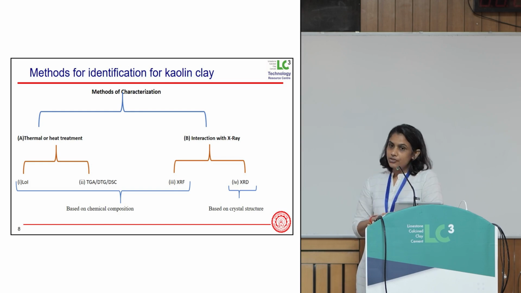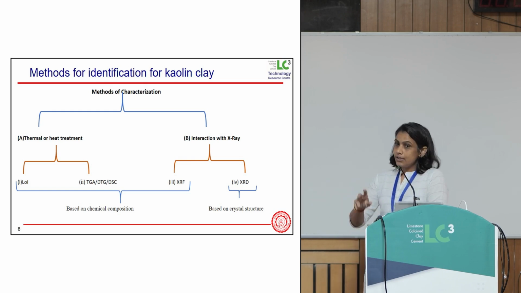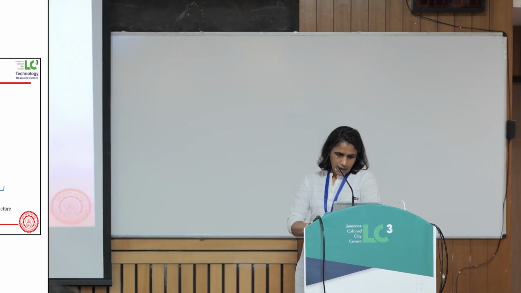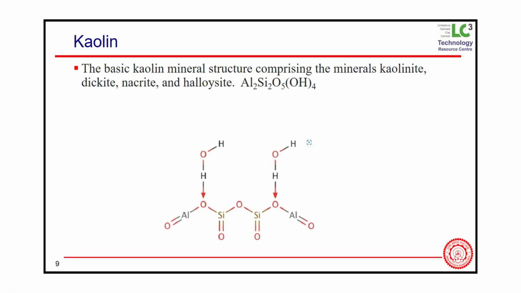The initial three techniques, LOI, TGA/DSC and XRF, are based on the chemical composition, which is aluminosilicate, while the fourth one, XRD, is based on the crystal structure, that is 1:1. Now we will go through these four techniques one by one. The first three techniques are based on chemical composition, so let's have a look at it.